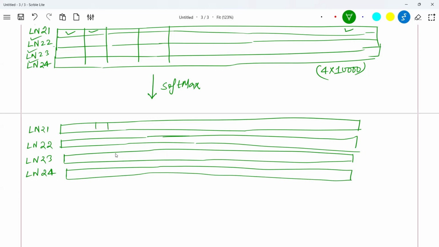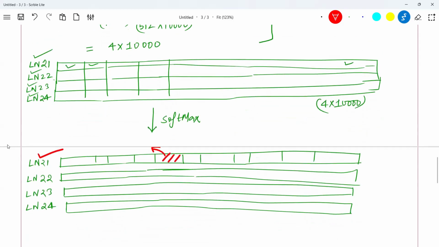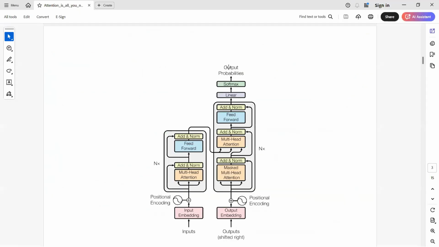10,000 numbers. Fine. Because these are probability numbers, whichever number is highest, that corresponding token becomes the prediction for ln21, and so on and so forth for these. And this process is the softmax process, the last process here. Softmax, then output probabilities. Linear, then softmax.